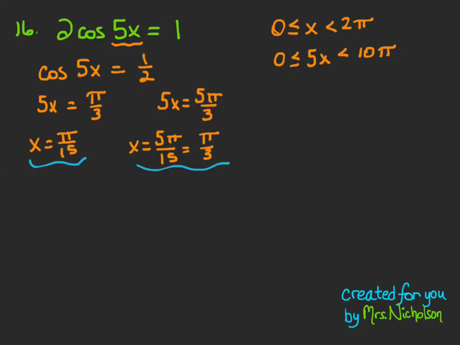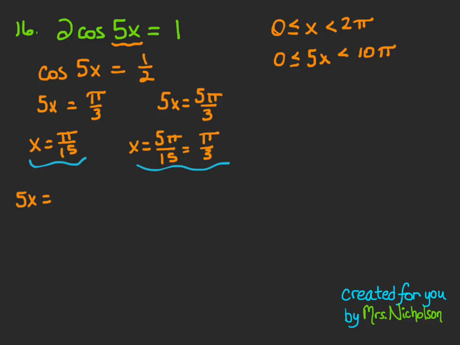In the next rotation, in my first rotation, we got pi over 3. I'm going to hit that same angle and get a coterminal angle 2 pi later, which means really what I want to do is add 2 pi to pi over 3, but I'm going to change 2 pi to be 6 pi over 3 so that I have a common denominator. So 1 pi over 3 plus 6 pi over 3.